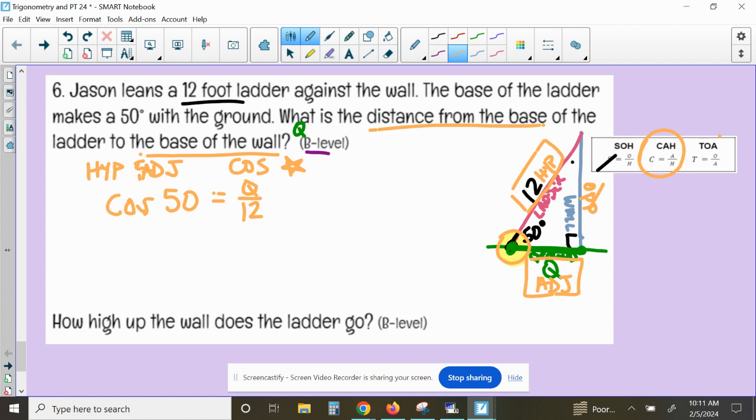And then we're going to use algebra. Are we using the second button for this problem? When do we use the second button? When we're looking for an angle. We're not looking for an angle because we have the angle already. We have 50, so we don't need to hit the second button. We just have to do some algebra.